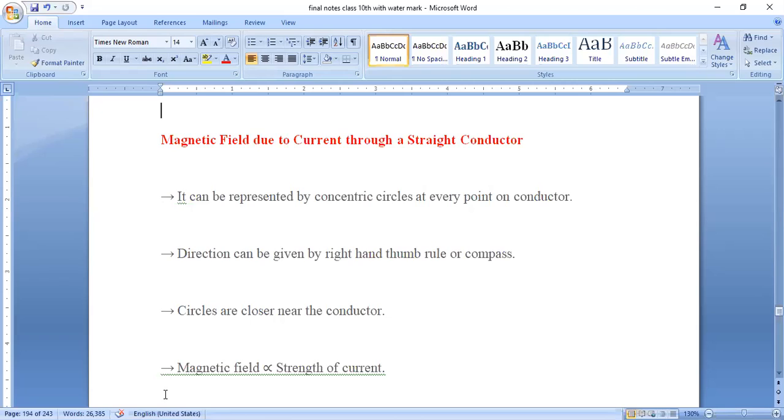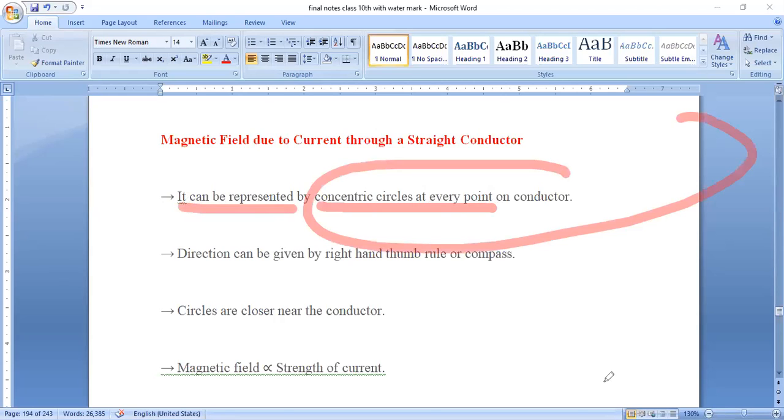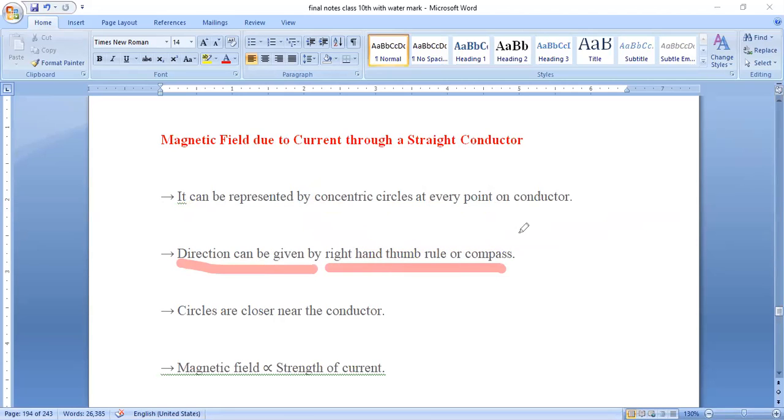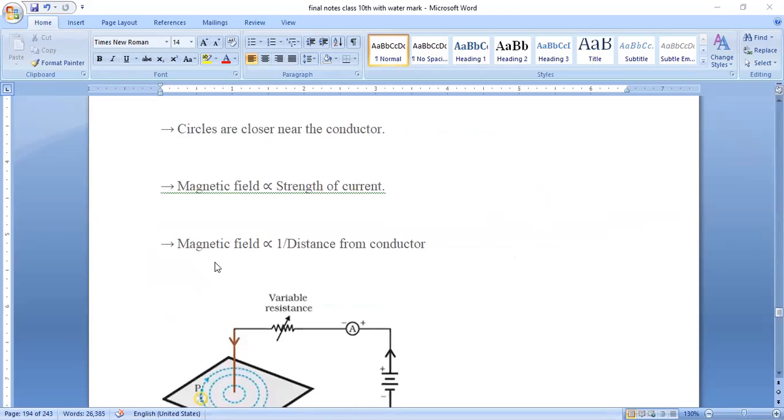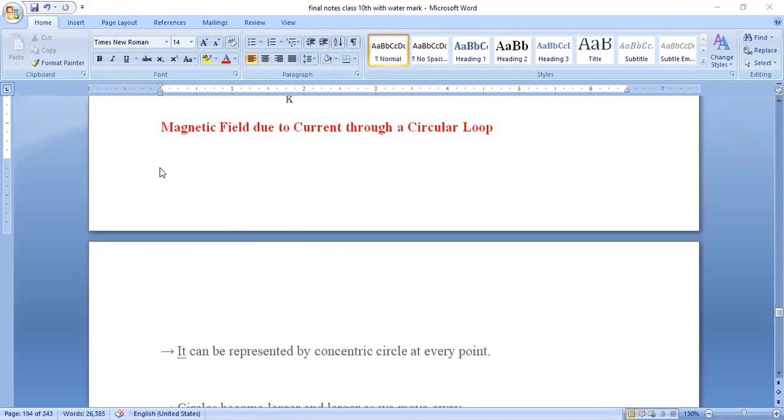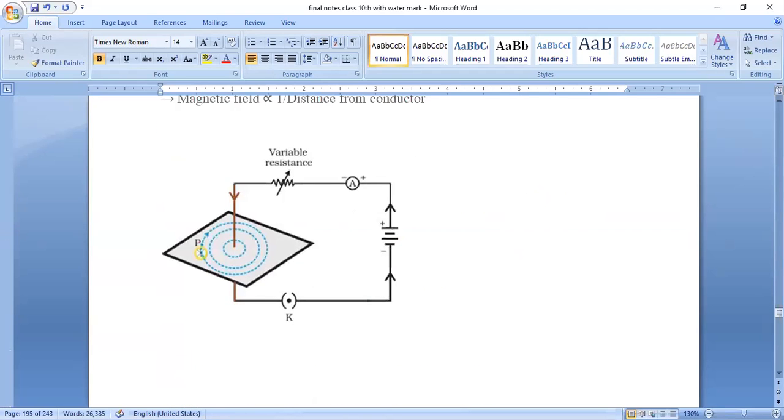If we start this topic, see here, it can be represented by concentric circles at every point of the conductor. First point, direction can be given by the right hand thumb rule or the compass. Third point, circles are closer near the conductor. Magnetic field strength of a current, and magnetic field is directly proportional to 1 by distance from the conductor. So this much points are enough for you people.